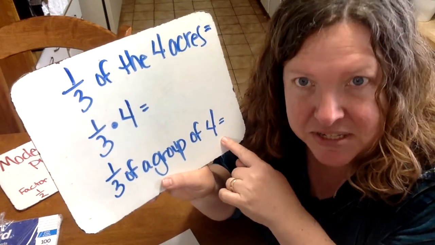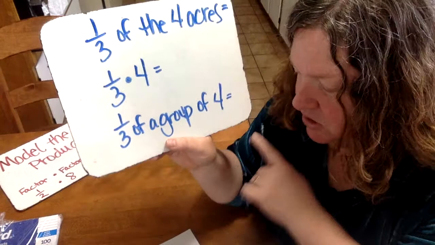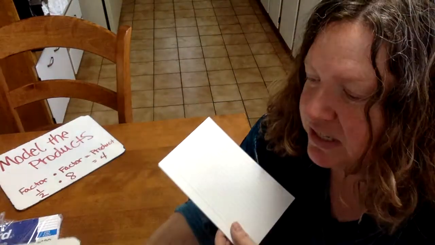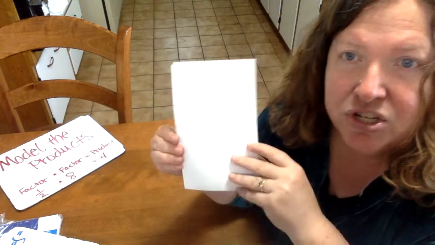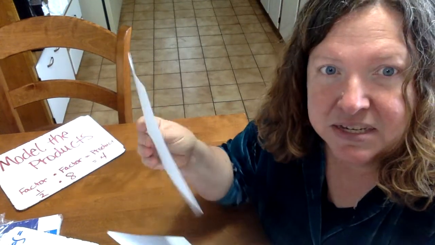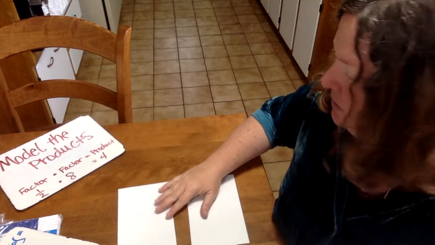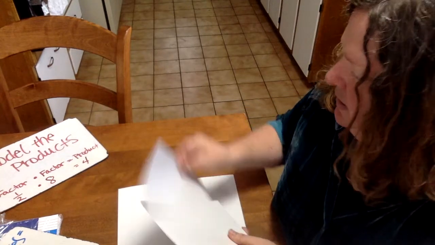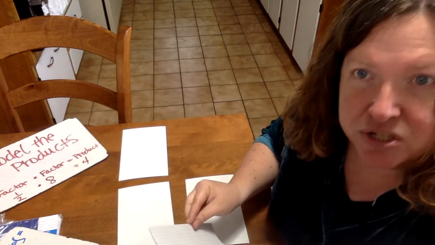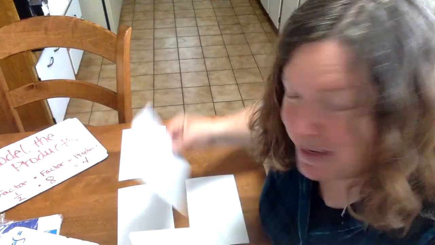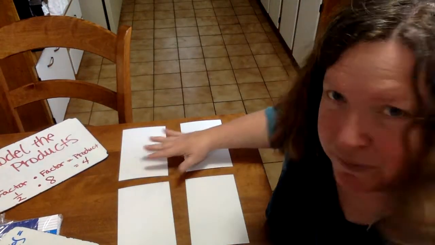Now, it wants us to model that out. So let's grab our materials. Hopefully you paused it earlier and grabbed your materials. Now, she has 4 acres. So it makes sense that I'm going to lay out 4 acres. 1, 2, 3, 4. So I hope you're doing this along with me. Don't just let me be over here playing with math and you just watching. Please, please, please be playing with me. So here's her 4 acres.